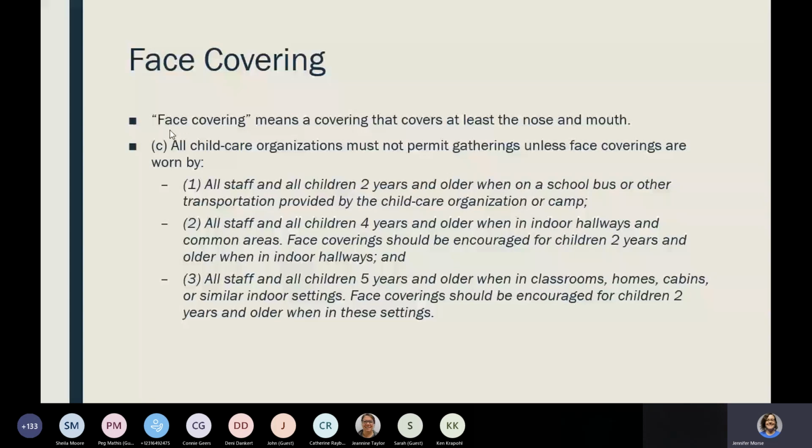They also added this information about face coverings for childcare organizations for kids under 5. Before it just said those under 5 didn't need to wear them. So I just wanted to point that out, that there are more specific guidelines for those age groups.